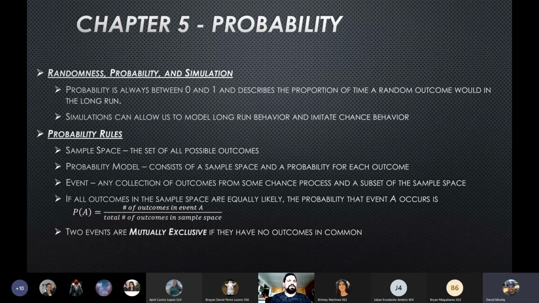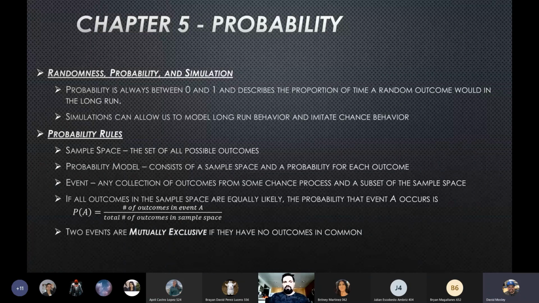So when dealing with probability, we started with randomness, probability, and simulation. All right, probability is always between 0 and 1 and describes the proportion of time a random outcome would occur in the long run. That's what probability does. Simulations can allow us to model long-run behavior and imitate chance behavior, which can be very useful if we don't want to spend the time it takes to actually go through all the simulation.